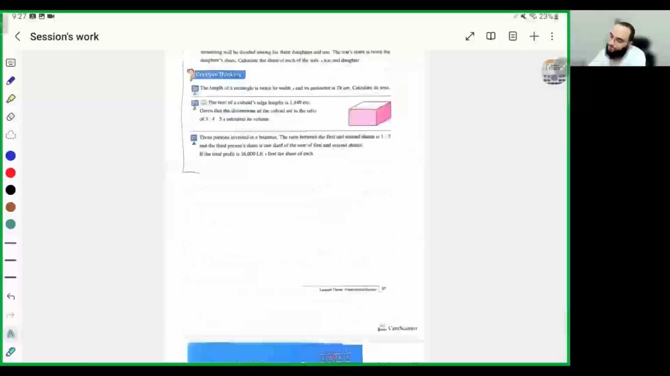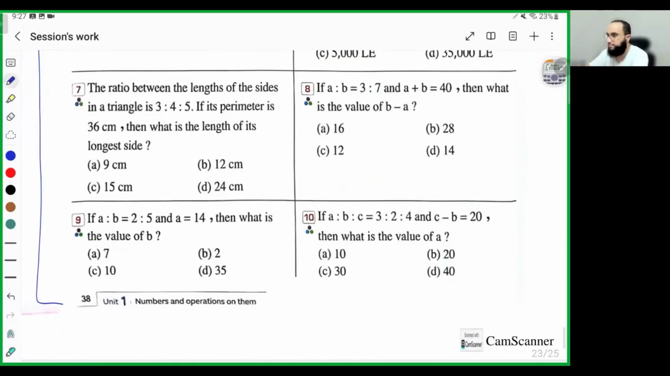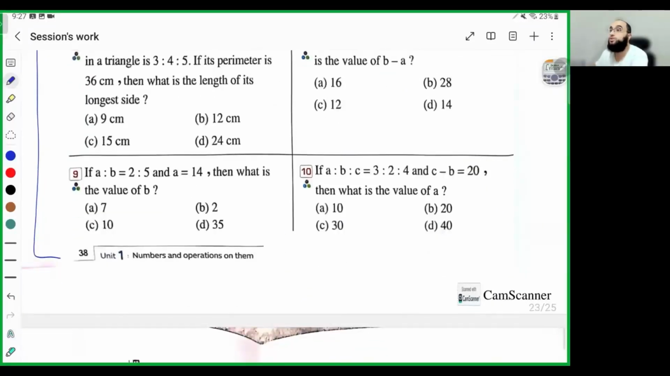Okay, let's look at this question. Who knows? Raise your hand if you know. Shawqi. We have A to B to C. Take care. A to B to C, 3 to 2 to 4. And he gives you the difference between what and what? The difference between C and B. Okay, it's only C and B. Then you have to subtract C and B only.